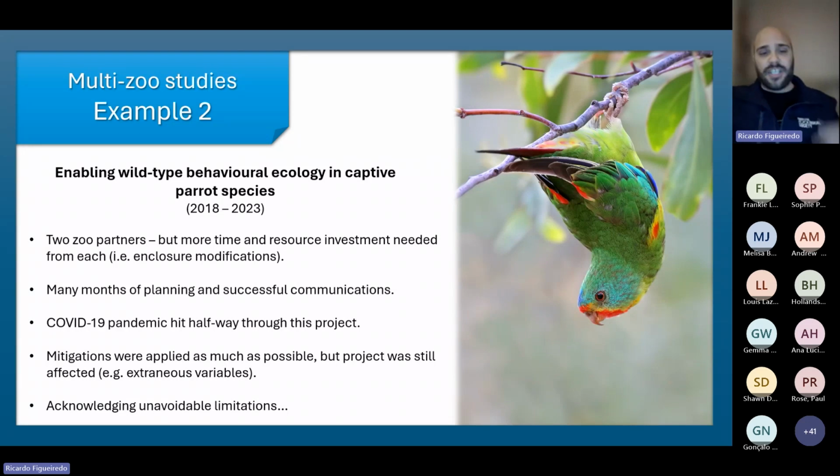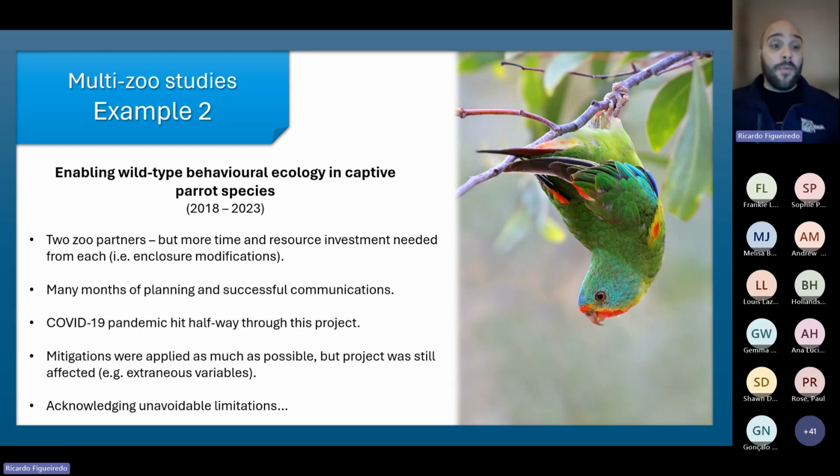There were mitigations that were planned and applied as much as possible, again with the involvement of my 2 zoo partners, of my supervisor, of everyone involved. But of course, the project was still affected because there were things outside of my control. I couldn't go back to my zoo partners to complete my data collection. It took me a while to be able to go back. And that extended period added those annoying confounding variables to my project, to my findings, to my data, which is not ideal.